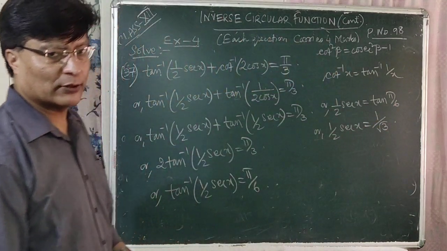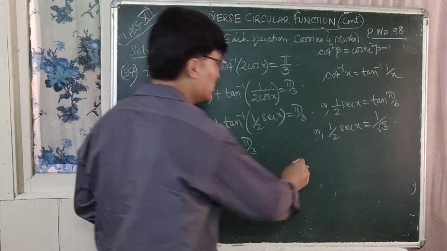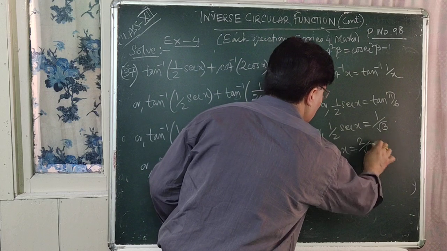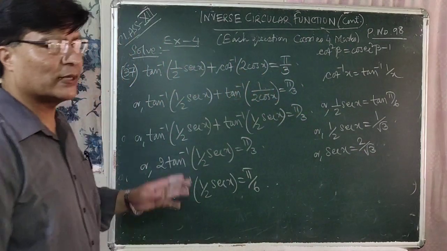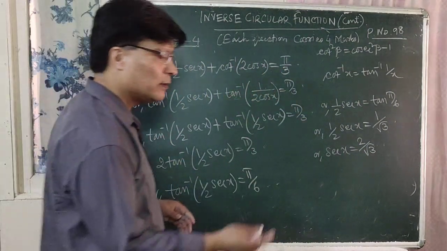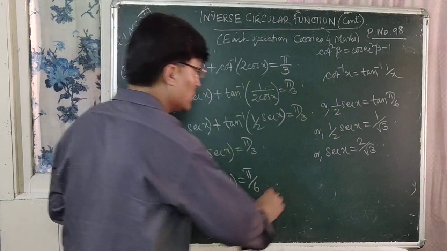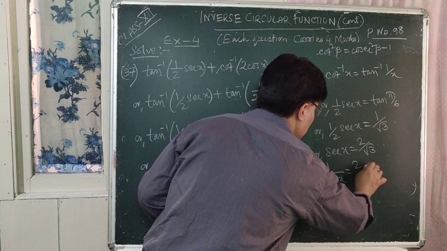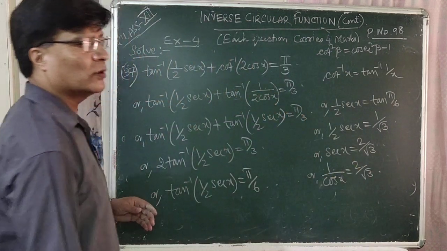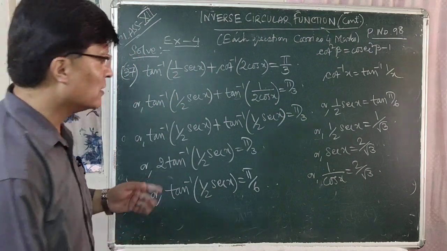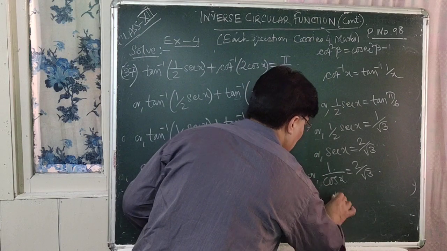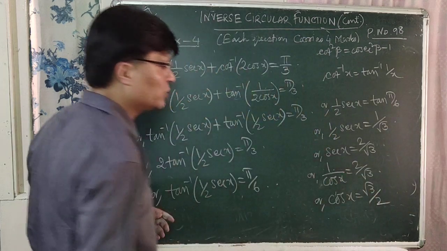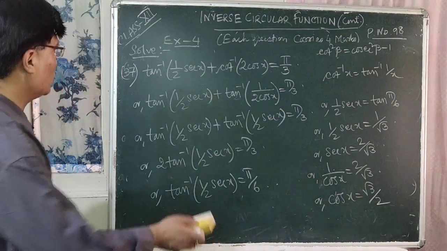Tan 30 degree is 1 by root 3. What is sec x equal to? So cross multiply by 2, you will get 2 by root 3. Now convert it into cos x. So it is 1 by cos x. 1 by cos x is equal to 2 by root 3. Okay, because we know the value for cos x, isn't it? What is the value for cos x here? Cos x is equal to root 3 divided by 2, right?